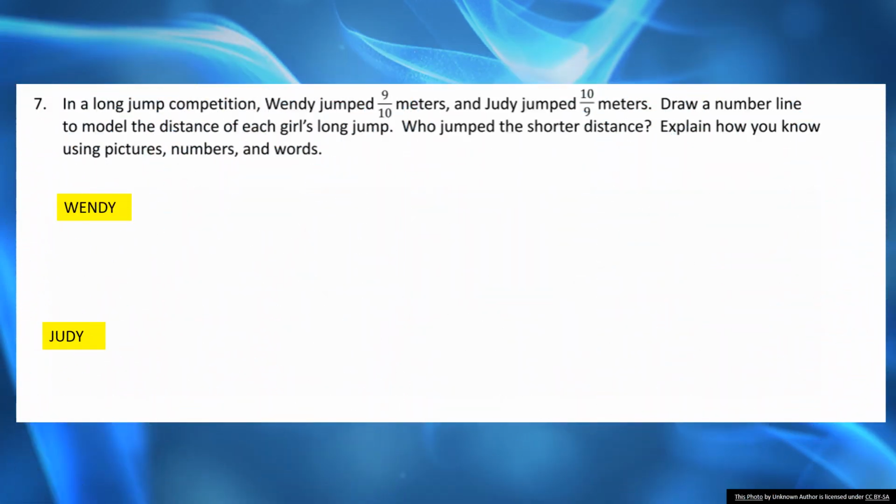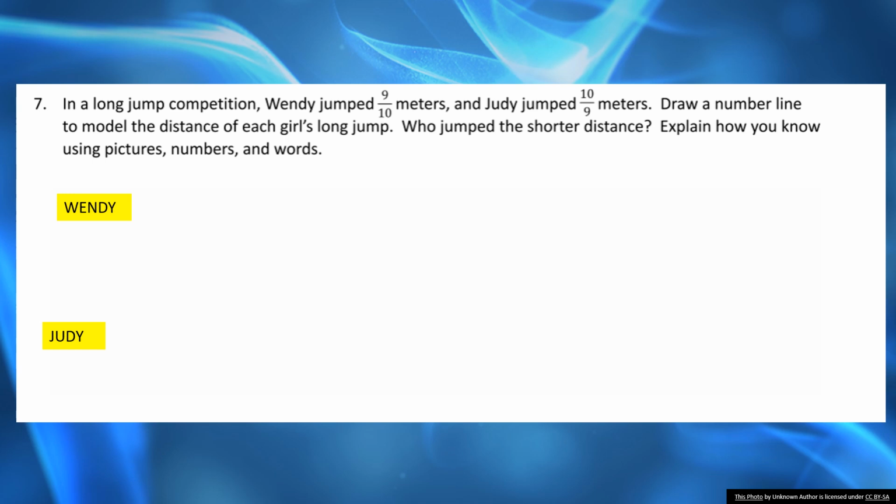Now let's take a look at number 7. Number 7 says, in a long jump competition, Wendy jumped 9/10 meters and Judy jumped 10/9 meters. Draw a number line to model the distance of each girl's long jump. Who jumped the shorter distance? Explain how you know using pictures, numbers, and words. Okay, that means I need a model of tenths and a model of ninths.